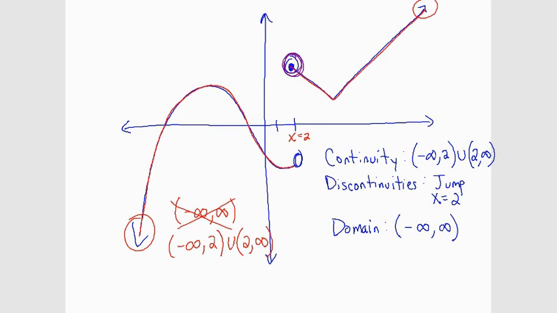And this would be an example where the domain and the continuity are not the same. This defined point here sort of fills in that gap. Again, it doesn't fill it in from a technical standpoint because we can still see the jump. But this would be an example where the domain and the continuity are not the same.